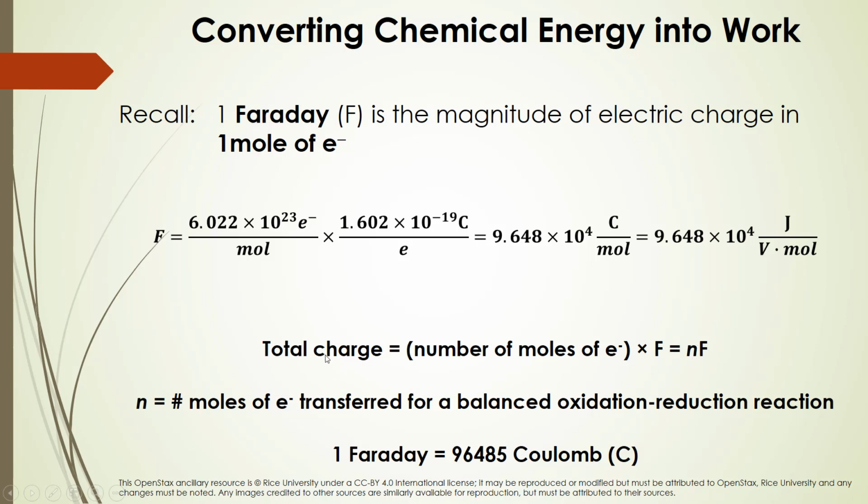That's our total charge. And n is the number of moles of electrons transferred for a balanced oxidation-reduction reaction. So that's moles of electrons transferred per mole of reaction, and you have to make sure that the oxidation-reduction reaction is balanced before you determine what n is. And of course, 1 Faraday is 96,485 coulombs.